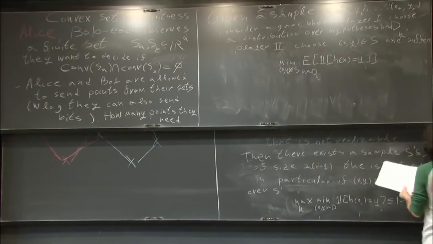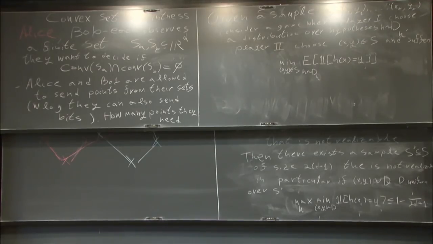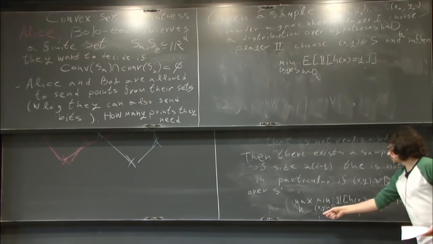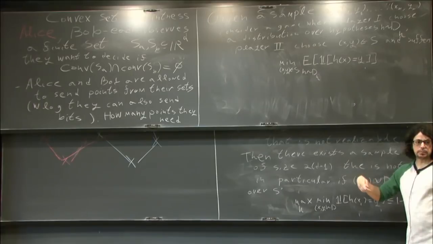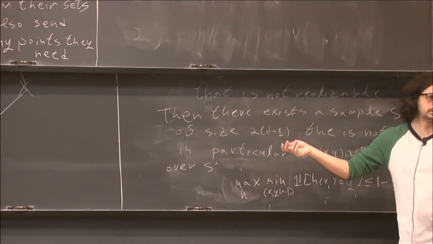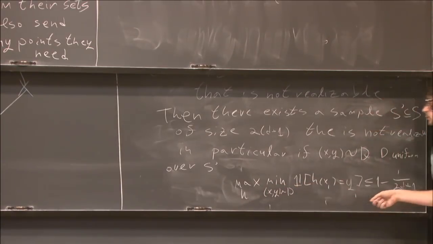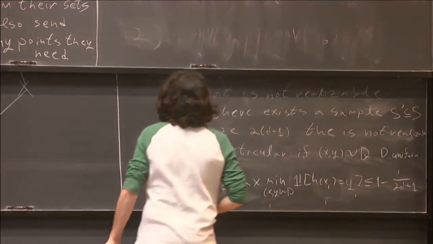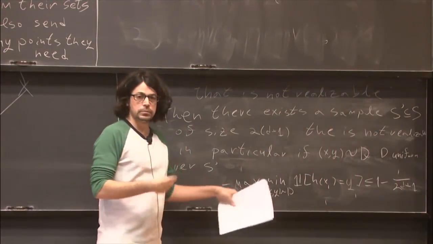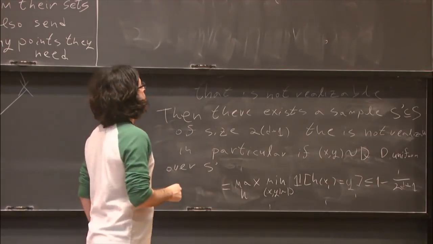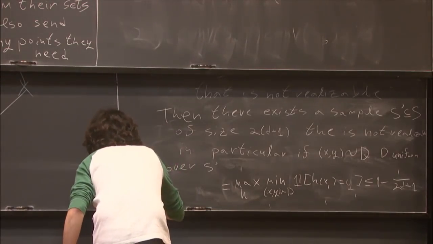So we have a sample of size 2d+1 that is not realizable. If you just randomly pick a point from this sample, no hypothesis can correctly label all of them. So it has to be wrong on at least one. So now basically I'm using duality. Instead, I'm changing the order of the players, and this is the same.